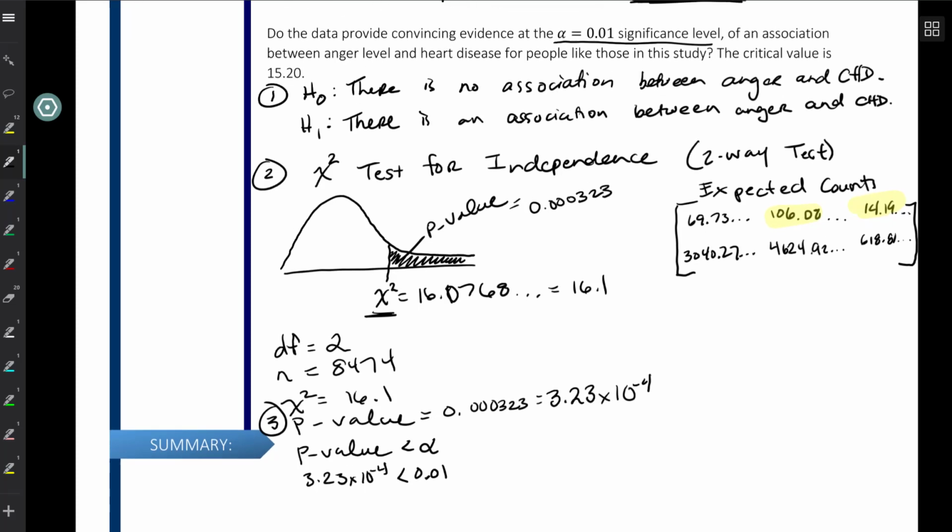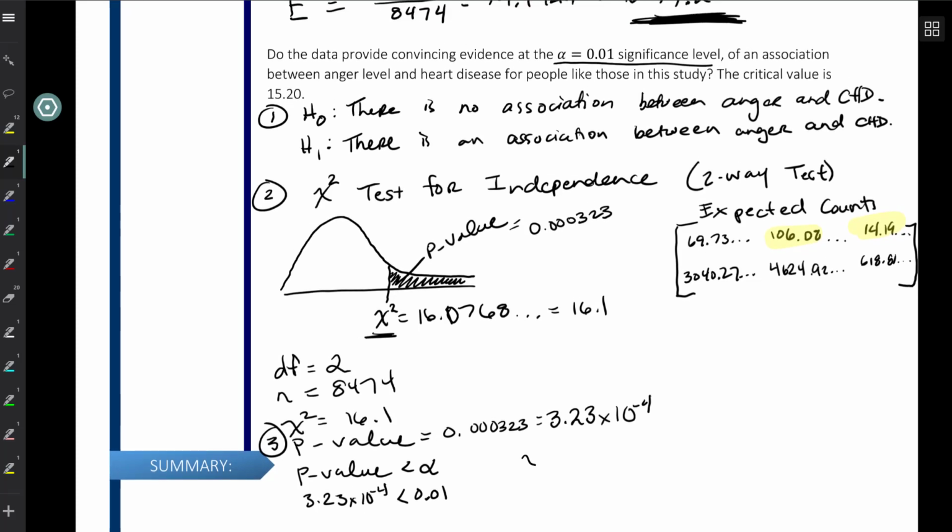Okay. On the flip side, you can also say that your chi-squared statistic is greater than your critical value. Remember that our critical value was 15.20 and our chi-squared was 16.1. So that should again tell us we should be rejecting our null hypothesis. We have a statistically significant result. So there it is. This is step 4. Compare your p-value to alpha, and now we can write out a statement.